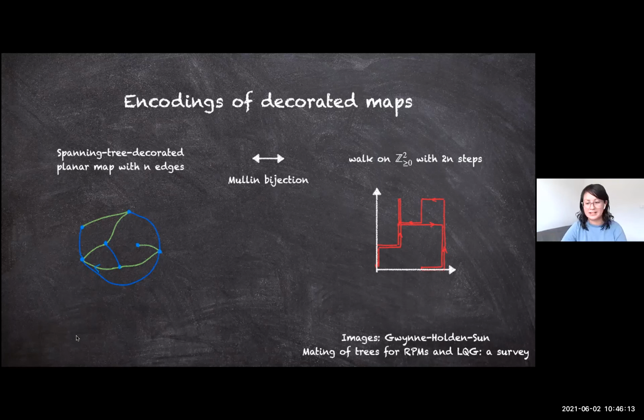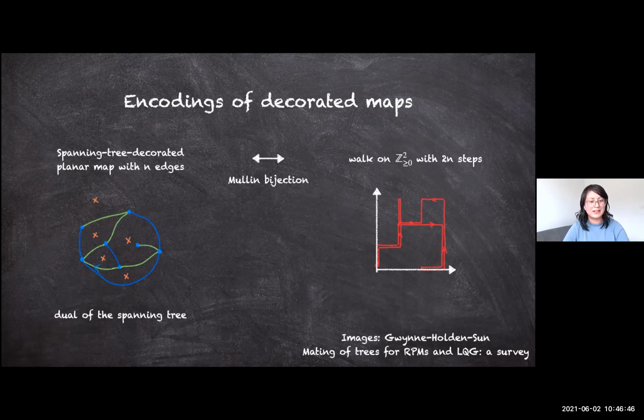These images are taken from this very nice survey on mating of trees for random planar maps and Liouville quantum gravity. Let me tell you a little about this bijection. The first step in the case of spanning tree decorated planar maps is that we already have a spanning tree, and now we are going to identify the dual of that spanning tree. This lives in the dual.